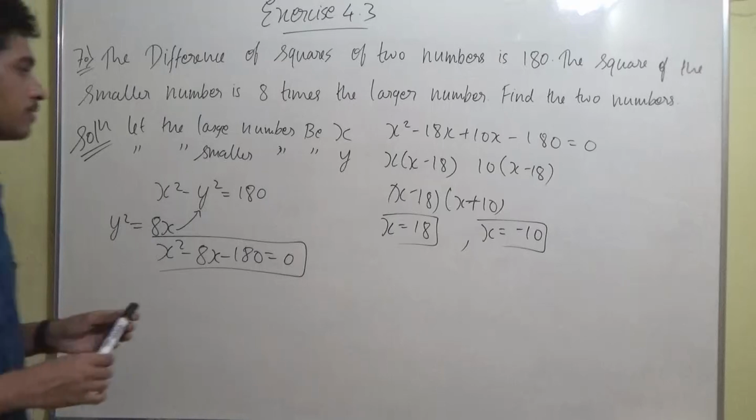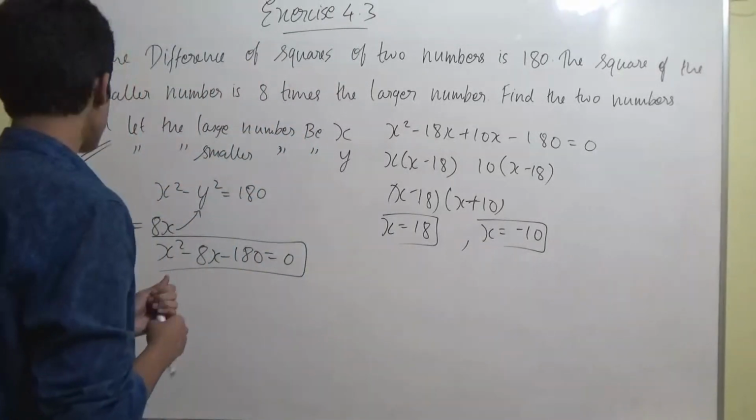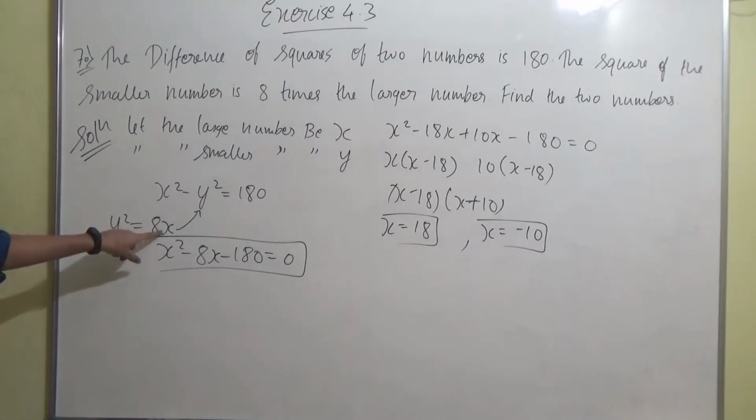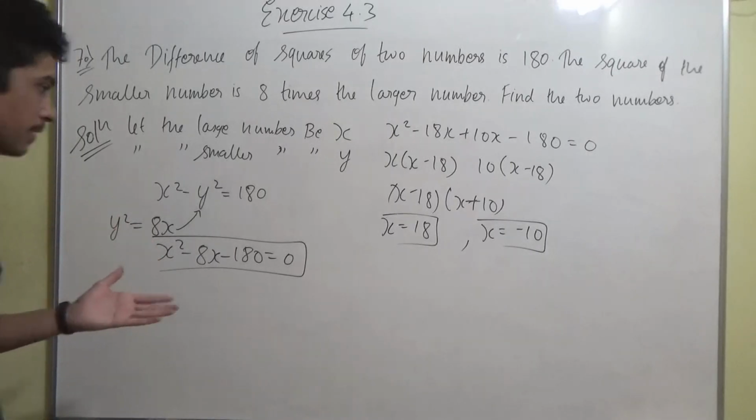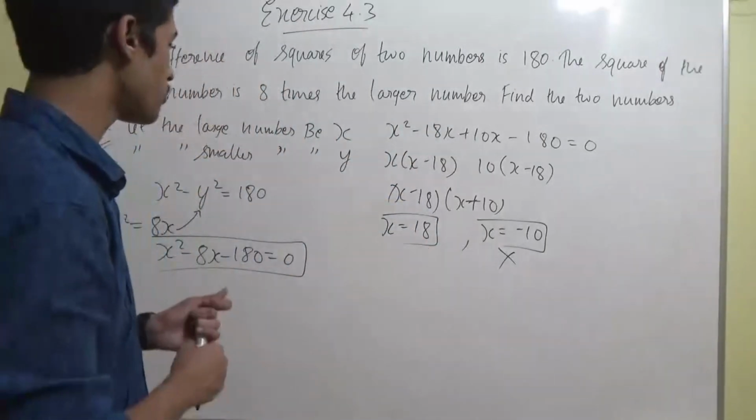So one more thing guys, x cannot be negative, because if x becomes negative, y square will become 8 into minus 10. That time y square will become minus 80. Can a square of any number give you minus 80? It's not possible. So x cannot be negative. We consider only the positive value of x.